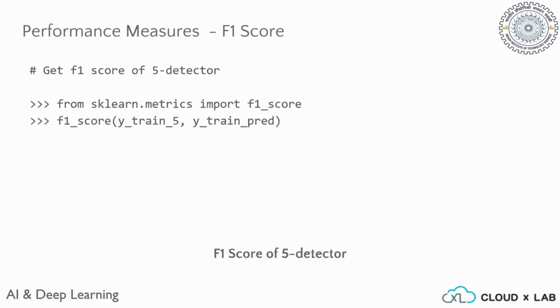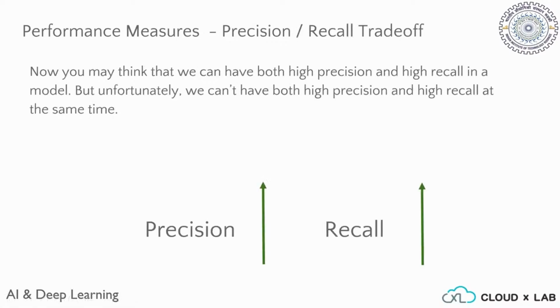Now, how can we get the F1 score? For that, we will use the f1_score function. We will import f1_score from scikit-learn metrics, and again we will pass the actual output and the model predicted output, right? And it will calculate the F1 score, right? Okay.